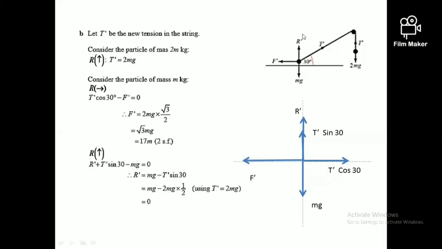Then the reaction. How to get the reaction? R dash plus T dash sin 30 equals mg. R dash plus T dash sin 30 minus mg equals 0. Then we know the value for T dash, which is 2 mg. So if you substitute, mg minus T dash, which is 2 mg, sin 30 is half. If you work it out, what you obtain is another critical situation: R dash becomes 0. That means this object is just about to lift from the surface. That is what you do.